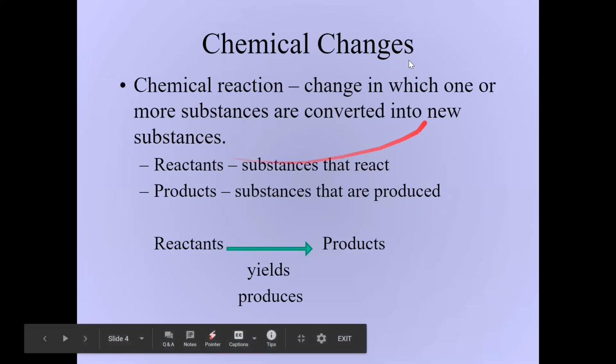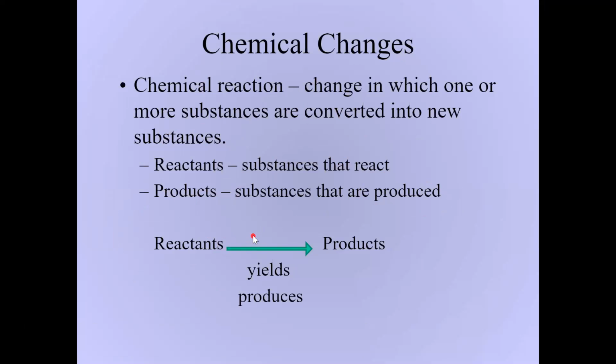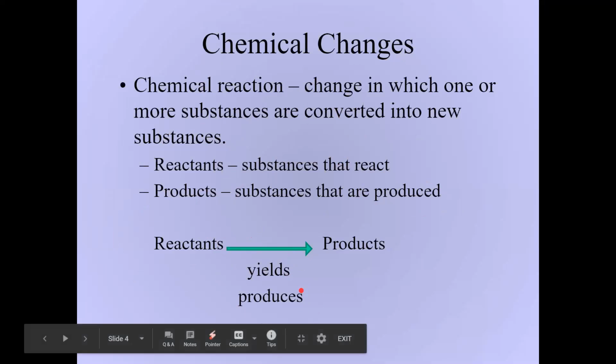So the way that we tend to write these out in chemistry is that we have the reactants on one side of the equation, and then instead of an equal sign, we use this arrow to show that they're changing or producing the products. So the reactants react together, the products are produced. Reactants are the starting material, products are the ending material.